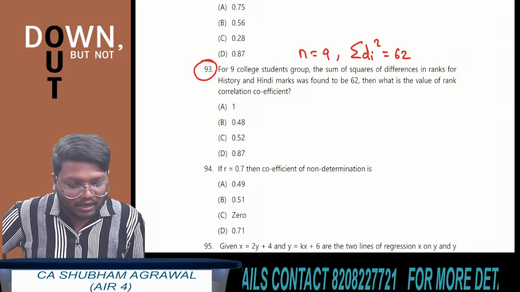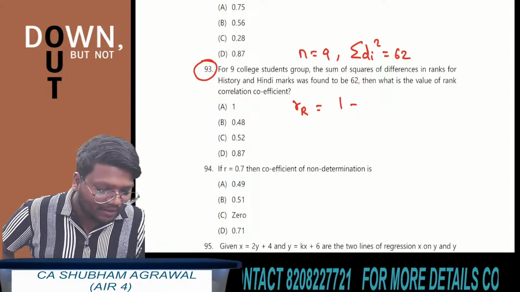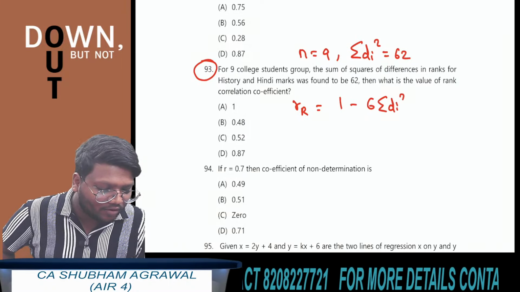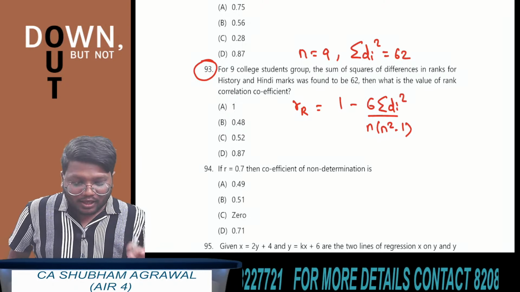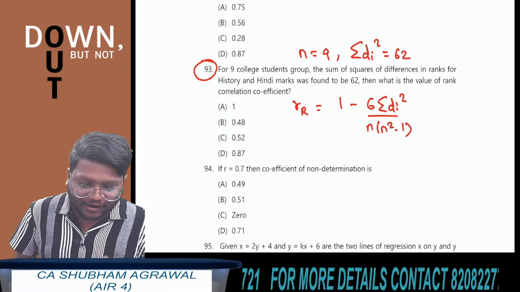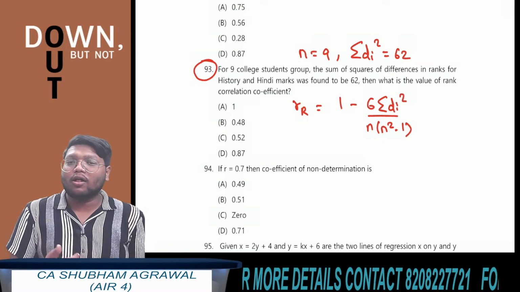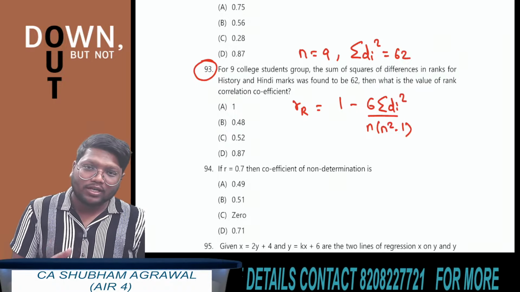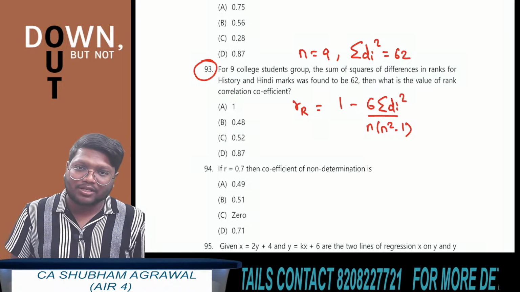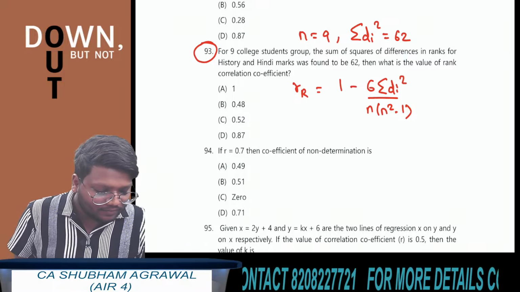What is the formula of the rank correlation coefficient? 1 minus 6 times summation of di square upon n multiplied by n square minus 1. If you do not know the formula, then you cannot find the answer for this question. So it is very important to remember all the formulas and properties in statistics. Substitute the values, you will get the answer.